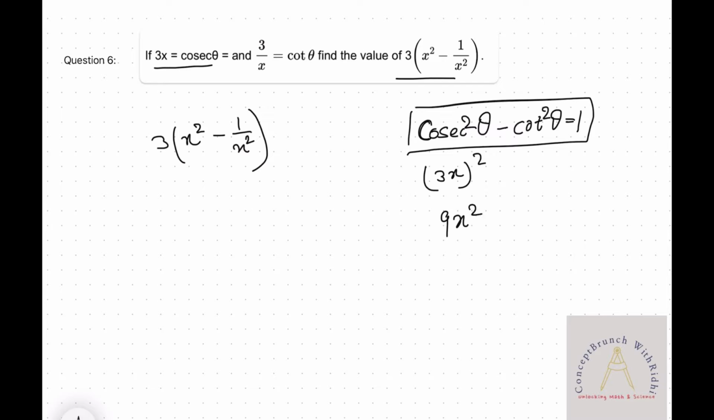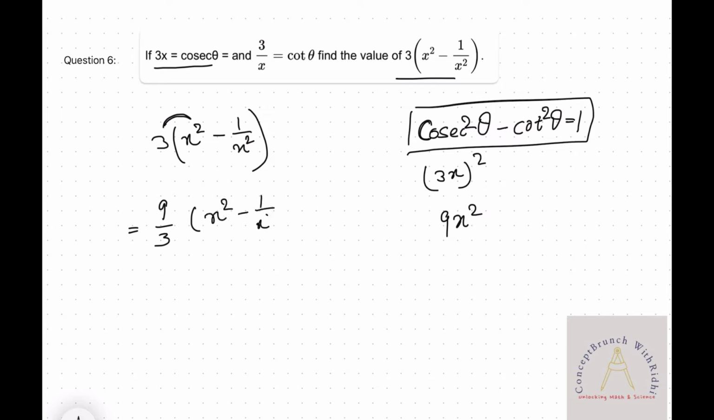So how to make 3 as a 9? We can multiply with a 3. So 3 times 3 is 9. But we can't write 3 automatically here, right? So we have to balance it with 3, correct? And this one we can write as it is, no change, correct? So this is the only trick we have to understand here.